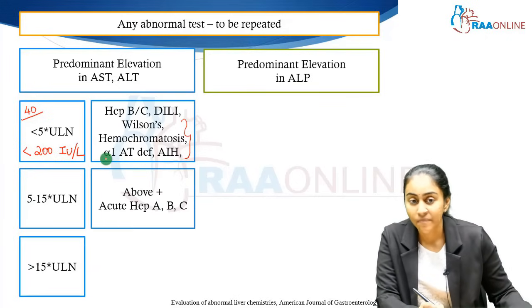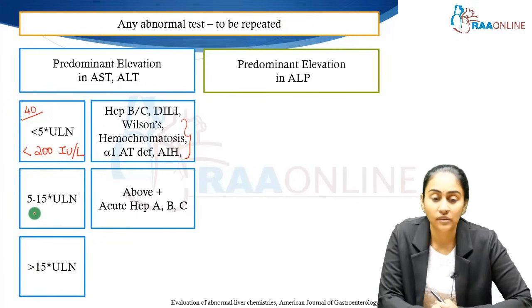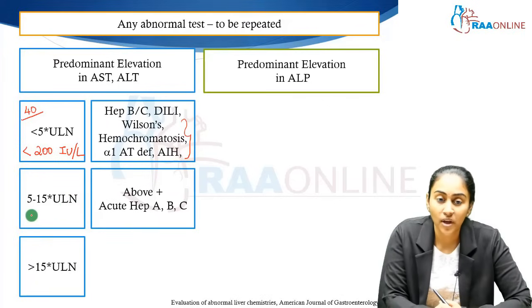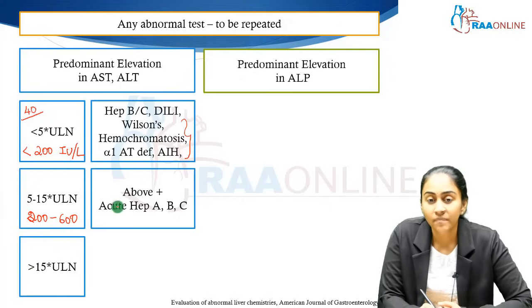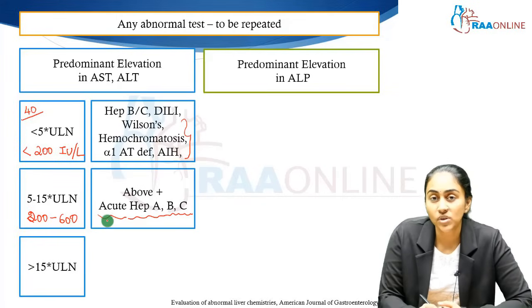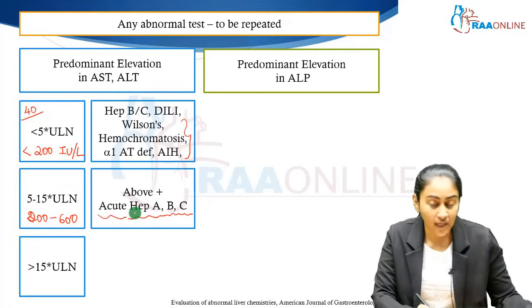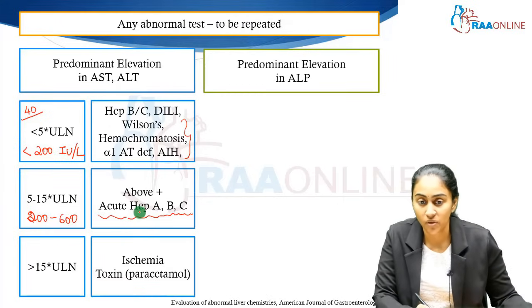Now, if the values are going to be 5 to 15 times the upper limit of normal, so if it is going to be 200 to 600 international units per liter, then you will think of all of the above causes plus an acute hepatitis A, B and C. So whenever the values are between 200 to 600, acute viral hepatitis becomes an important cause. In addition, you will be thinking of chronic hepatitis, chronic viral hepatitis, drugs and the other uncommon causes.